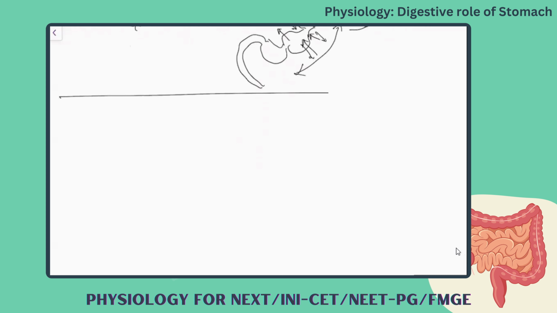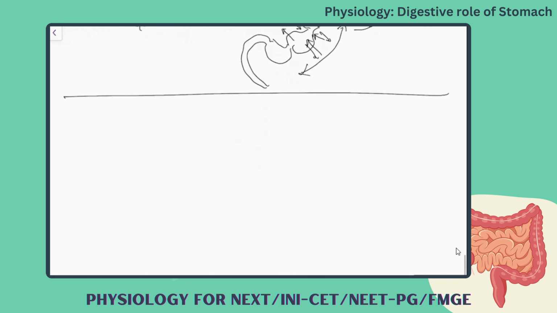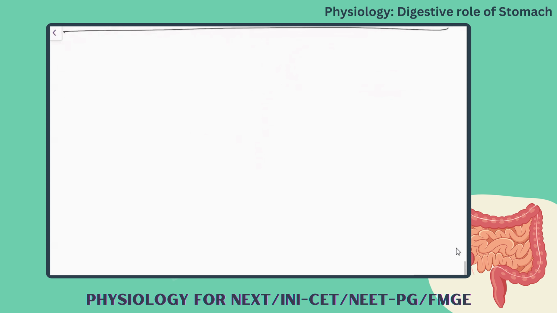Now we will move on to the specific cells which are present in the walls of the stomach and what kind of secretions they give. This is a very important concept. You have to remember which cell is giving what secretion. So far we have been talking about gastric juice, gastric juice, gastric juice. But what does gastric juice comprise of, and how is it secreted?